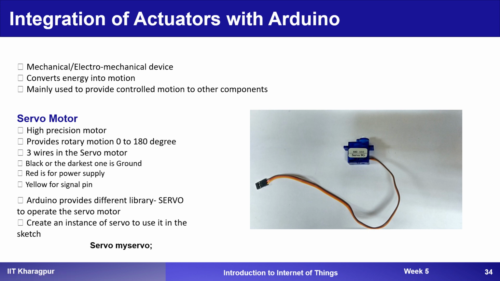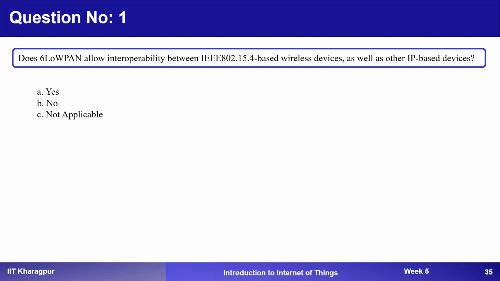Once it is done, you will write a code with the help of which your servo motor can be handled by your Arduino. Your servo motor is a high precision motor which provides rotary motion between 0 to 180 degrees. There are three wires in your servo motor. The black one, or the darkest one, is the ground, red is for power supply, and yellow is for the signal pin. So you put red to the power supply, black to ground, and yellow you can put to any of the digital pins of your Arduino board.